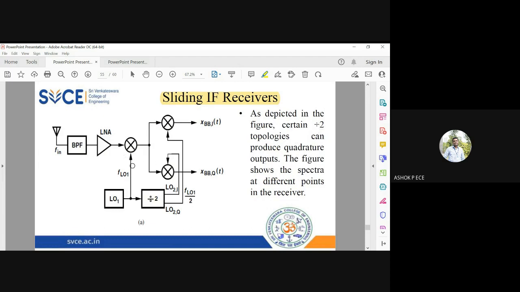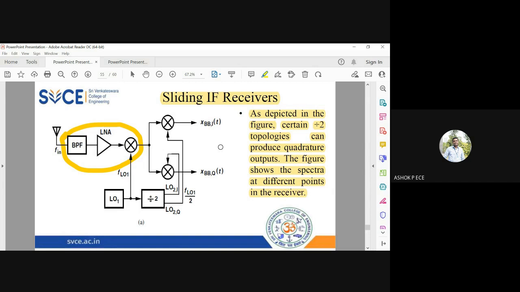So see here, LO1 is used directly for the first IF. Then you are going to use divide by 2, and the divide by 2 output is given to the two mixers. The in-phase path will have one divide by 2 frequency, and the quadrature phase will have one more divide by 2 frequency. Other things are going to be exactly the same. The only thing is, I'm going to take LO1 divided by 2 and use that as the frequency for my in-phase and quadrature phase components.